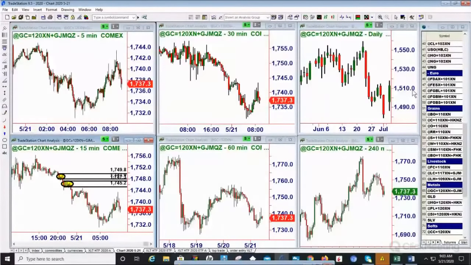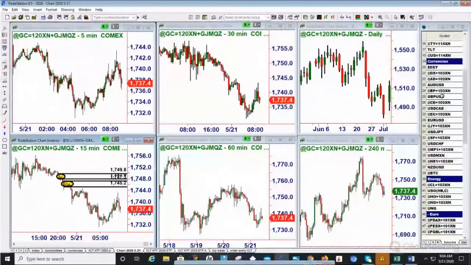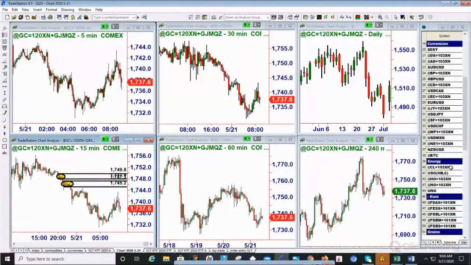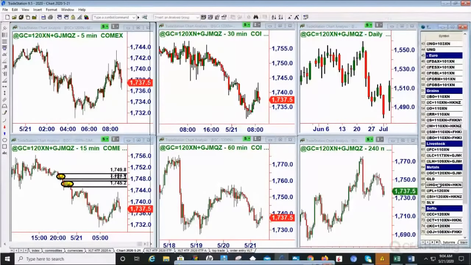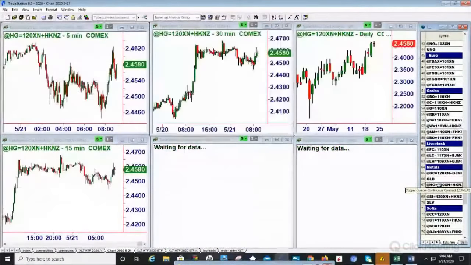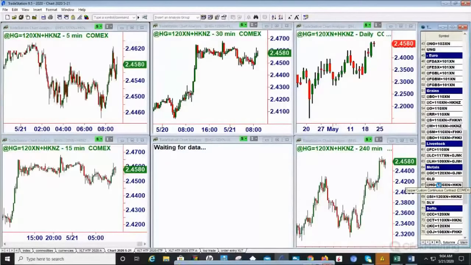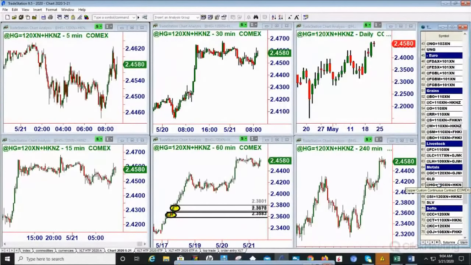All right, let's go and take a look at, let's see what's going on. I thought I did copper, but I'm not sure. I might or might not have. Yeah, copper. So copper, I didn't mark down what it is.